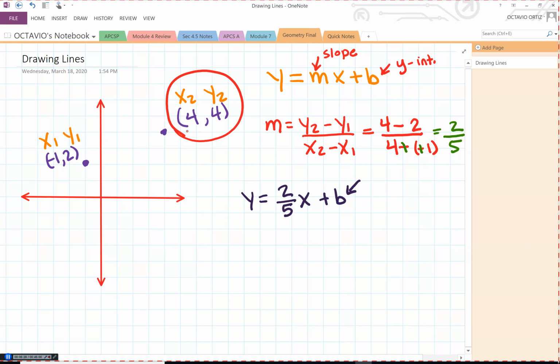I'm going to place y2 where the y is at. So that would be 4 equals. And then x2 where the x is at. So that would be 2 over 5 times, instead of x, I'm going to put a 4, plus b. And notice that the unknown, what we're solving for, is b.